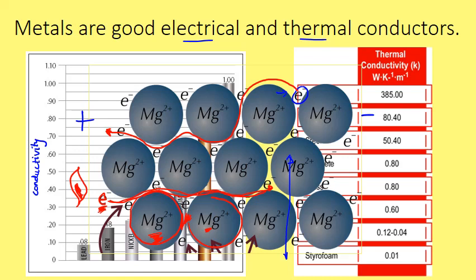Okay, so just to summarize, the reason why metals are good electrical and thermal conductors is that the mobile sea of electrons can carry either the charge for electrical conductivity or the heat for thermal conductivity.